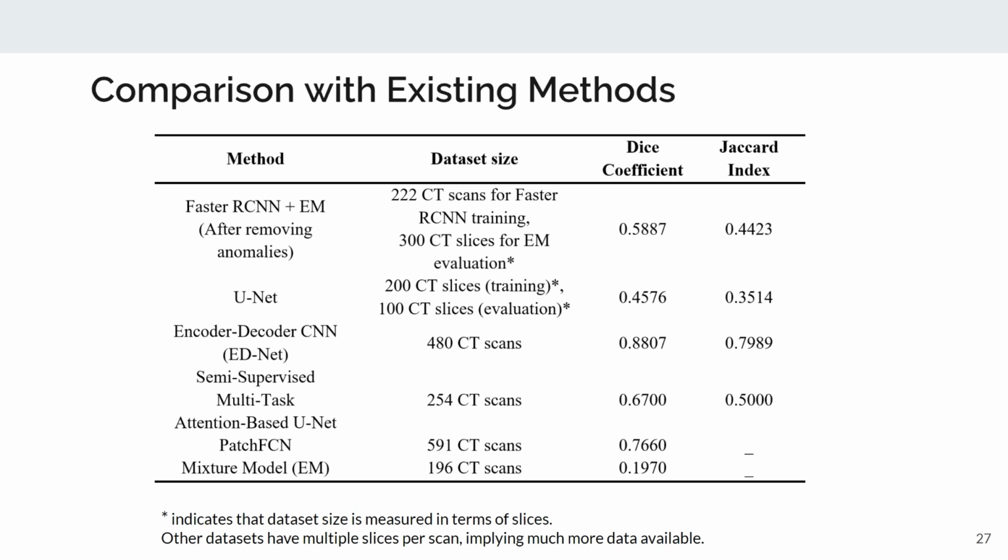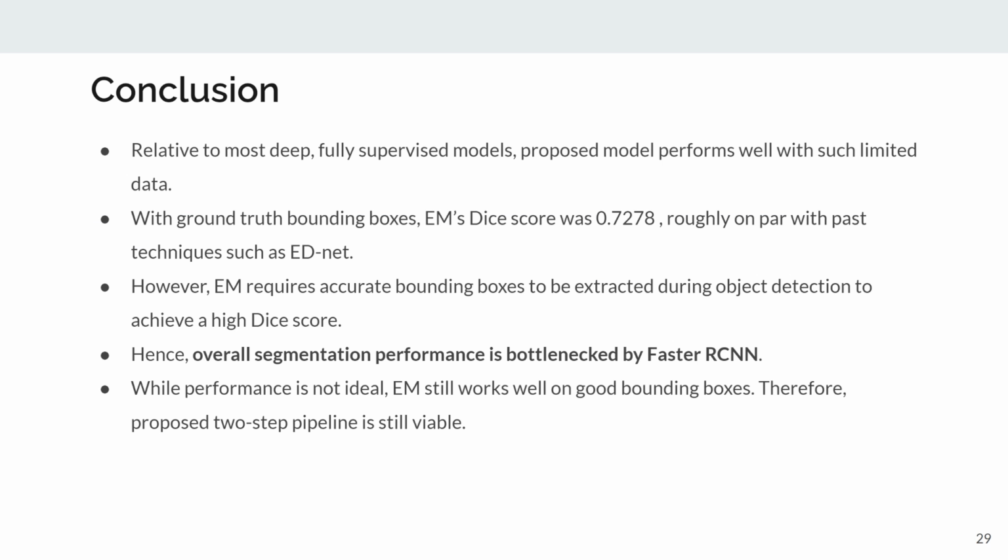This is because of the dataset size. Methods such as EDNet have significantly larger dataset size, whereas we had a very small dataset size just for training the Faster RCNN model, as well as for evaluating and for training a UNet and EM algorithms. So this suggests that relative to most deep, fully supervised models, our proposed model actually performs quite well with such limited data. With ground truth bounding boxes, EM's dice score was roughly 72%, which is on par with past techniques such as EDNet.